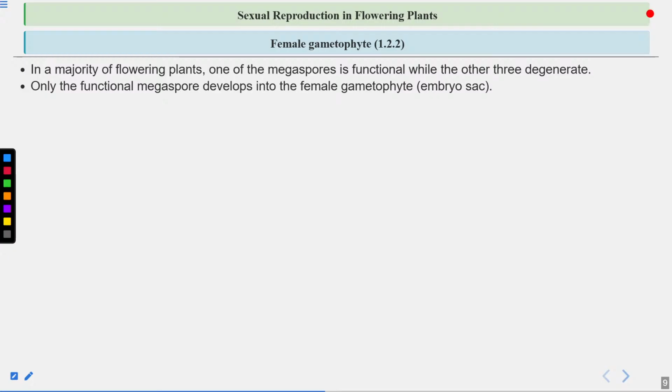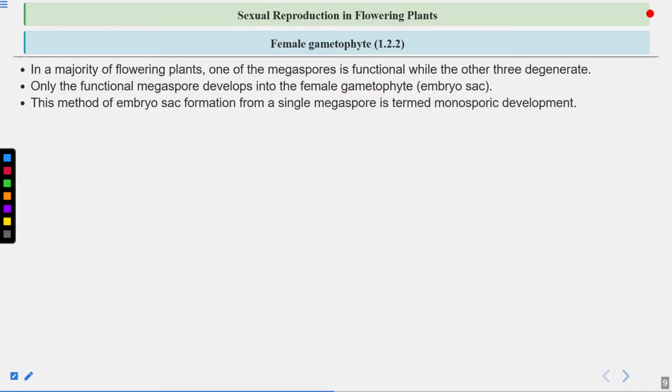Now, only the functional megaspore develops into the female gametophyte that is called the embryo sac. One of the megaspores is functional. So this megaspore is involved in the formation of the whole embryo sac, and that is why it is called monosporic development. Very good, because only one of the megaspores is involved in the development of the whole embryo sac.